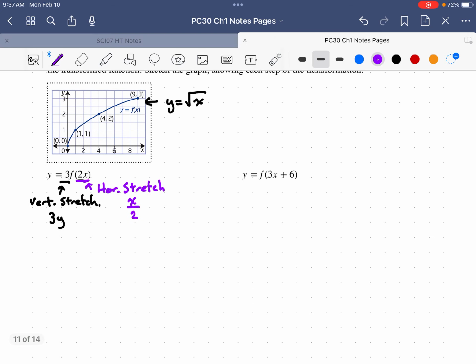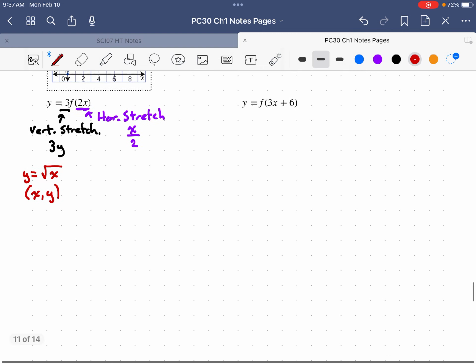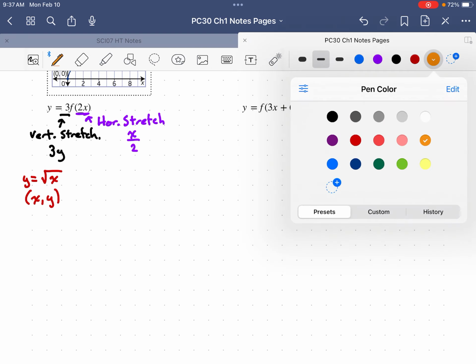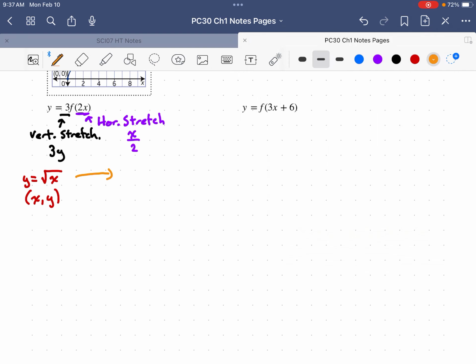So here is our transformation mapping. In our original, we start with y is equal to the square root of x. We have an x and a y value. We are going to transform it to y is equal to 3 square root 2x. And that's going to map to, we take our x's and we divide it by 2, and we take our y's and we times it by 3.